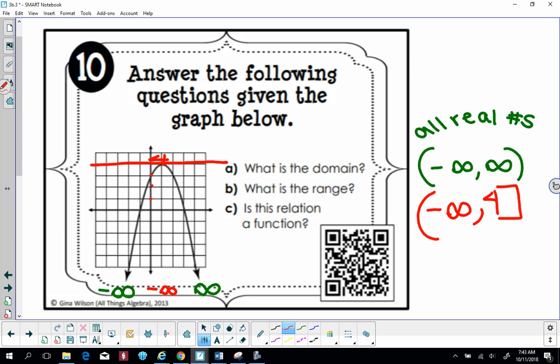Then when I write this vertical line test, remember all you do is draw a line. So if I draw a line right here, it only hits once. If it only hits once, is it a function or not a function? It's a function. So my answer right here would just be yes. So you can just write that on number 10. This is number 10. So on that sheet on the back, A is this, B is that, and C is, you're just writing yes or no. Let's do one more.